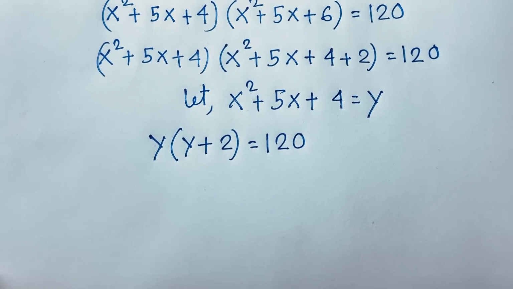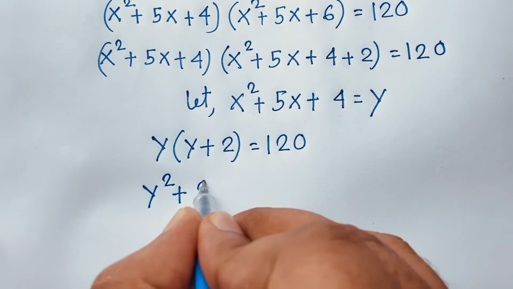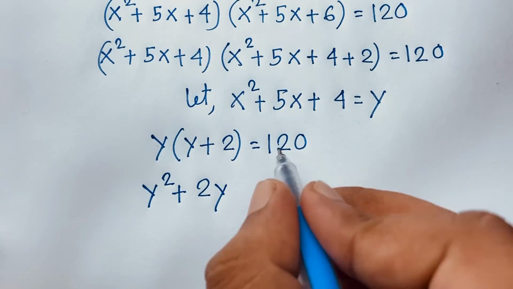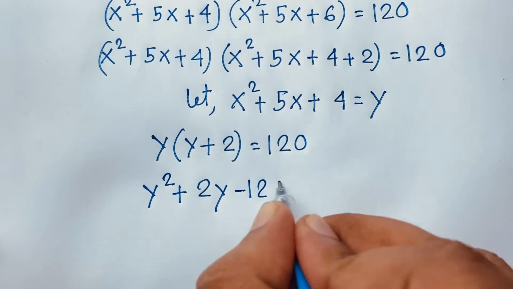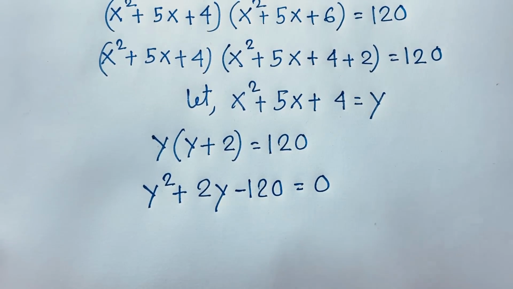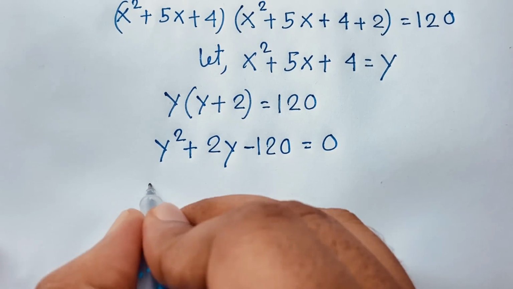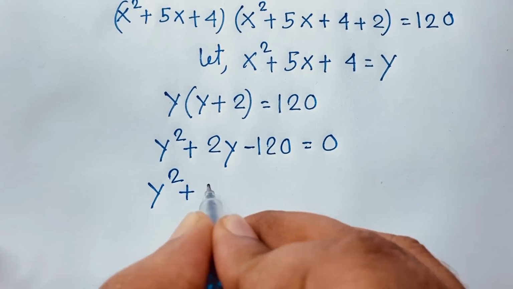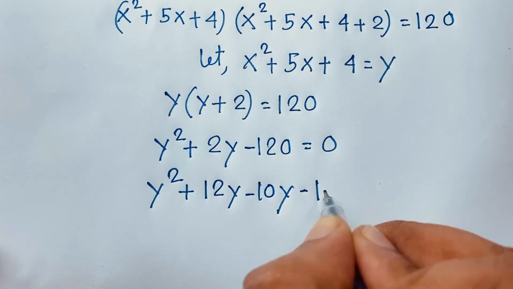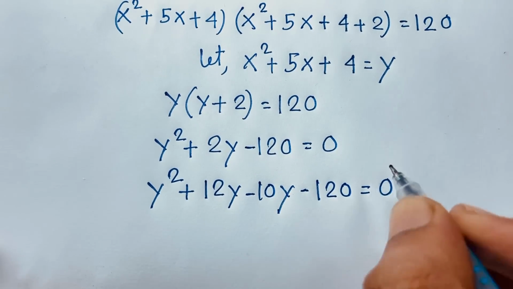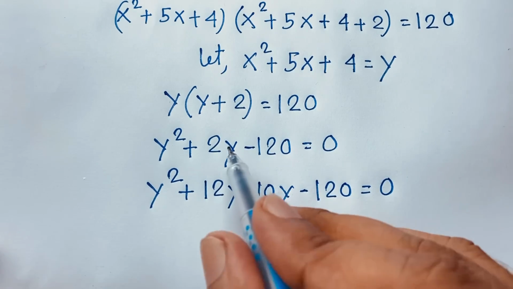Now y times y is y squared, plus 2 times y is 2y, and if I move 120 to this side, it will be negative 120 is equal to 0. Now if I do the middle factor here, it will be y squared plus 12y minus 10y minus 120 is equal to 0. 12 times 10 is 120, and 12 minus 10 is 2.